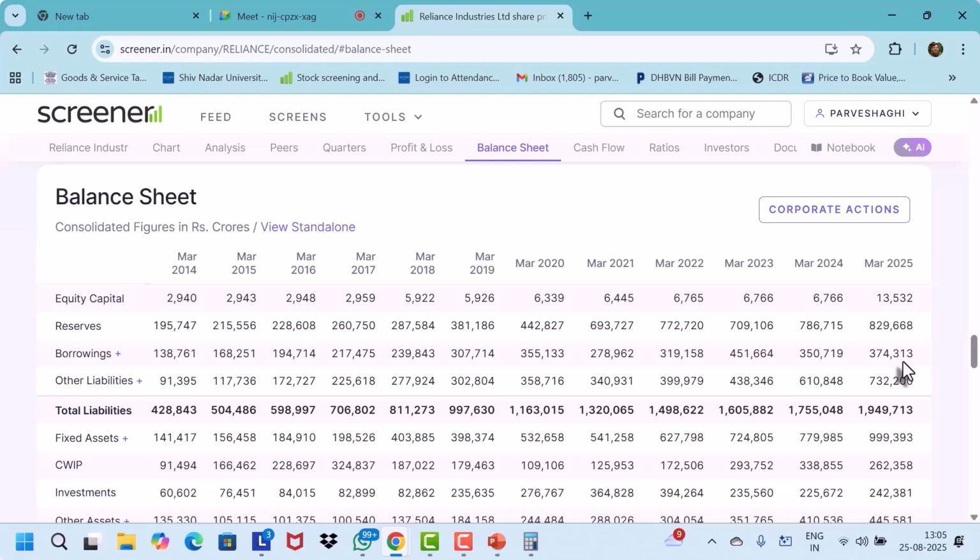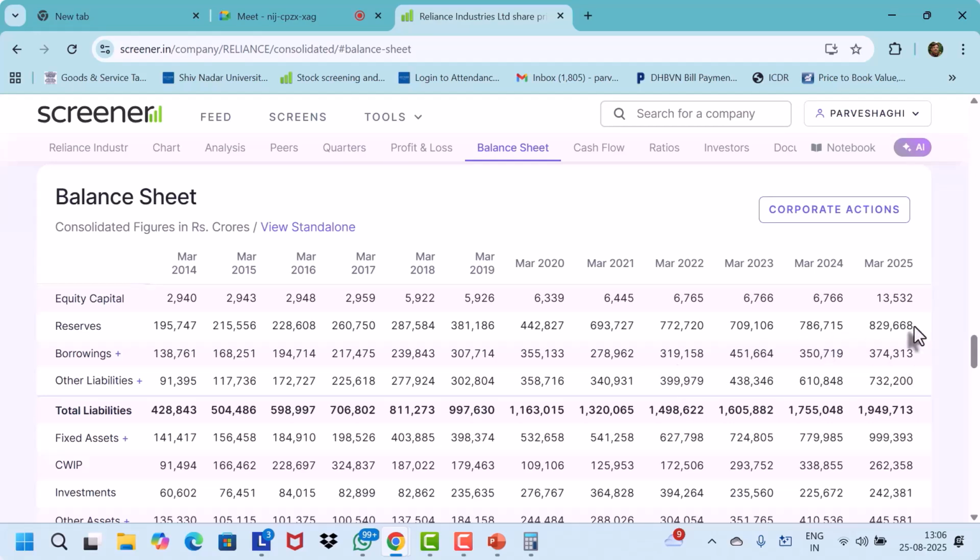But in the last 10 years, if you see, from 2014 it was 1,38,000. So it has been going up. As the company is becoming bigger and bigger, it requires more money. But all companies would like to keep the debt not very big, so they keep repaying it as and when they find a chance to do that. So it is 3,74,000. And what is the equity?